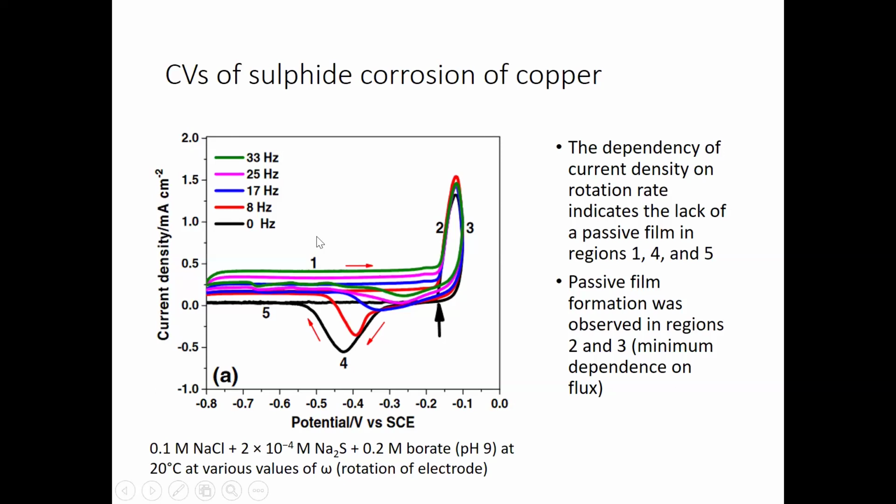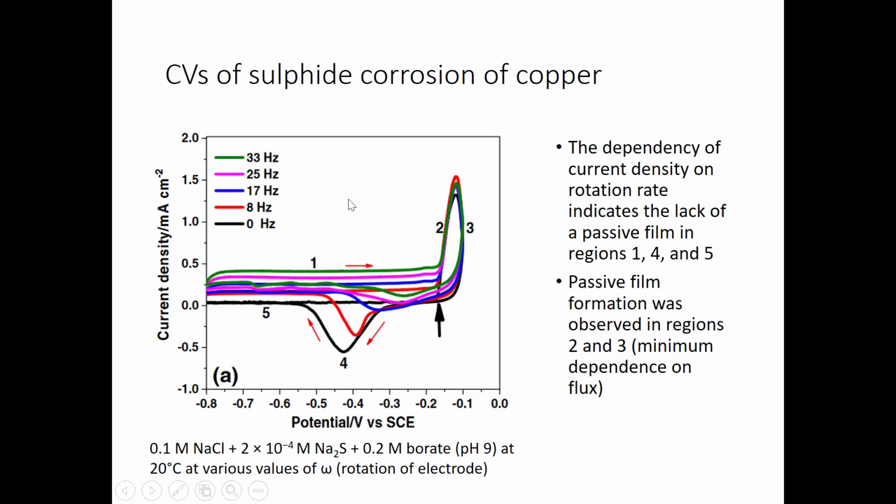And we know this because as we rotate the sample more, we're agitating the liquid around the sample. So we're adding more sulfide ions to the surface. We're allowing more of the sulfide ions to reach the surface, and we see an increase in the current density. So this indicates that we do not have a truly passive film. What we have instead is a porous film that's built up.